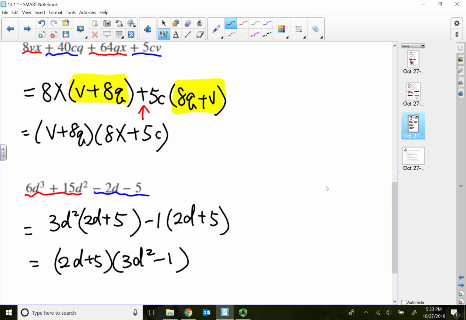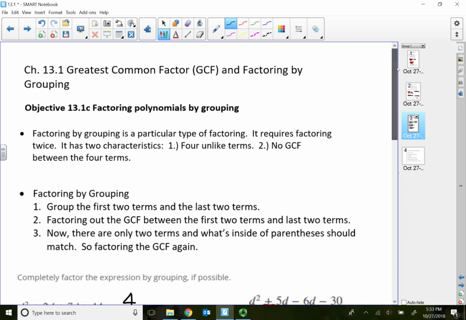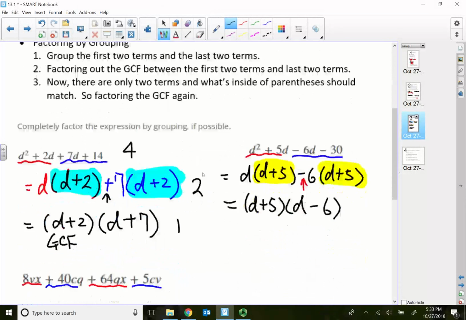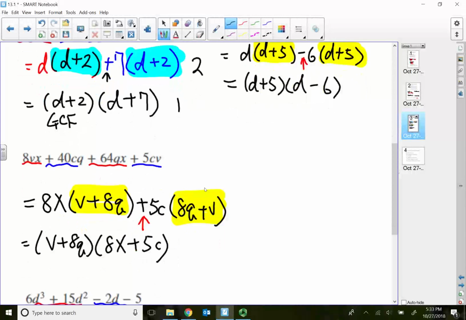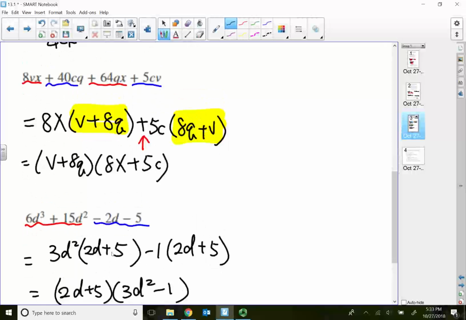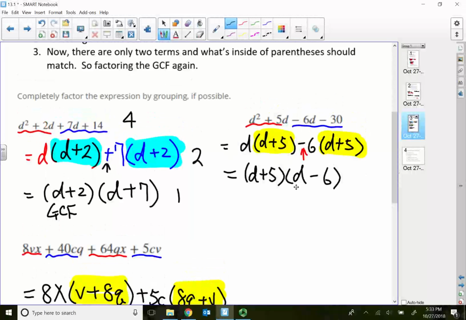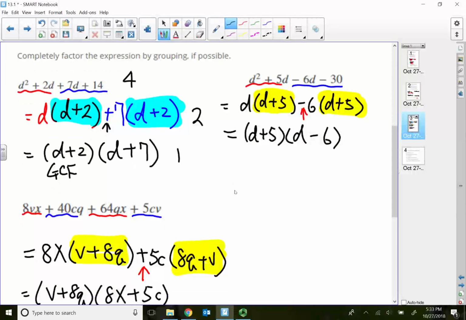So in this lecture video, I demonstrate how to factor polynomials by the technique of factoring by grouping. It is designed for polynomials that consist of 4 unlike terms with no greatest common factor between all 4 terms. That's what it's designed for, despite that the first example I did was not a true difference of squares problem.